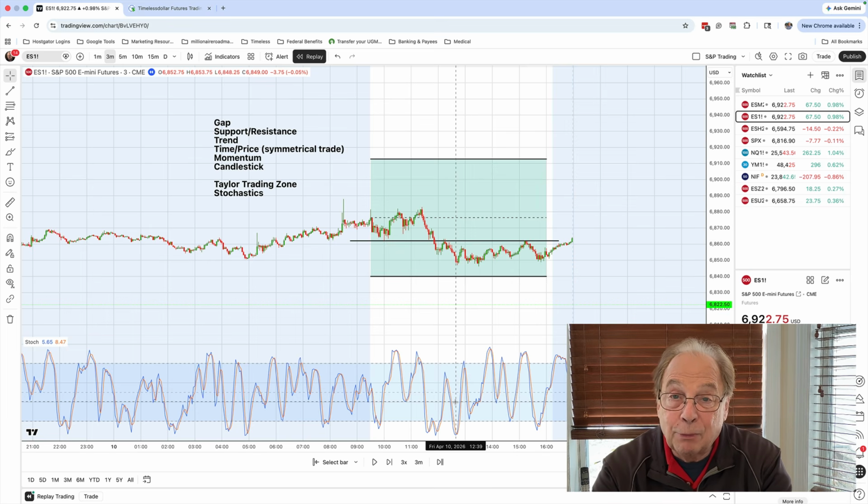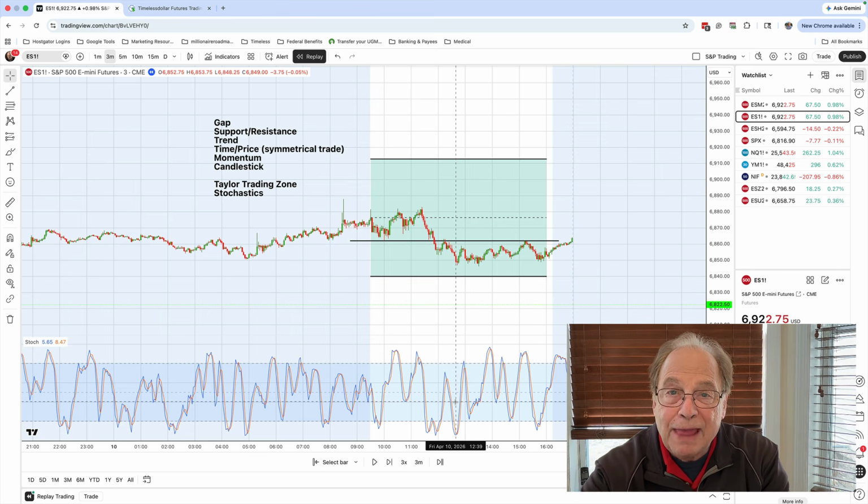Now, I like stochastics because they are a confirmation of when prices are likely to turn. They don't tell you when prices will turn. They're a confirmation of where prices are likely to turn. They're a confirmation of candlestick patterns. For instance, you see a hammer with a long shadow and a relatively small real body at the bottom of a decline.